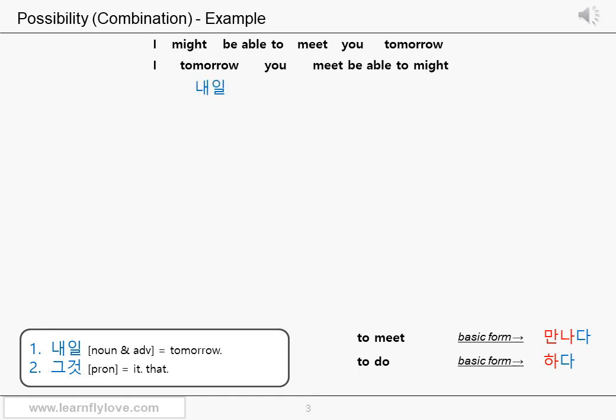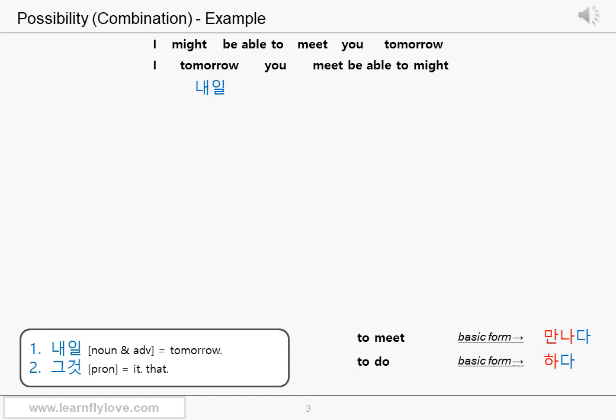Tomorrow, 내일. 내일 is a noun and an adverb at the same time. Therefore, you don't have to add a particle. You don't add a particle to an adverb. You. Let's not mention the subject you because it's the conversation between just you and the listener. The listener already knows that you are talking to him or her. Meet, be able to, might. You put the stem of the main verb first in Korean and then add a stem of the assistant verb which indicates your ability and then add the assistant verb which expresses possibility with the ending 아요 or 어요.